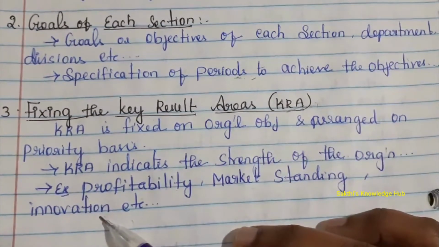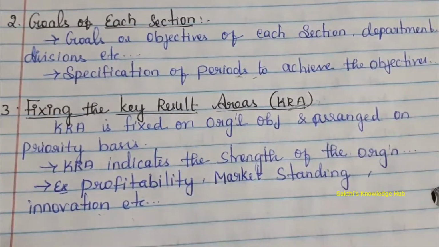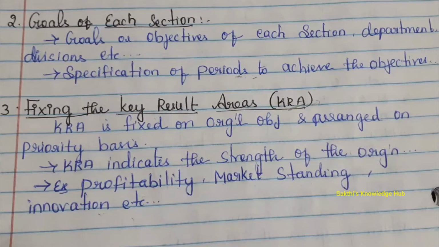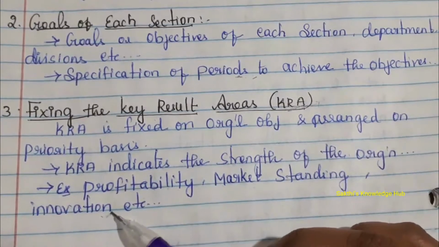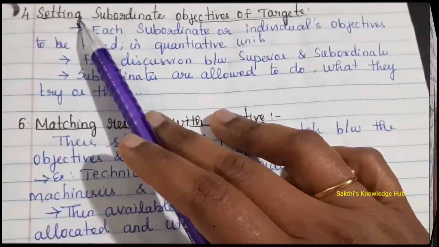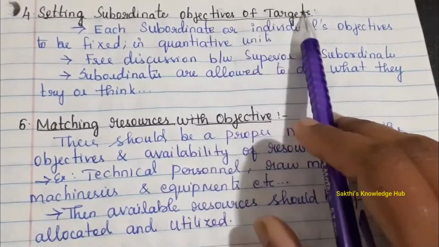And also innovation, like mobile as an example, we had a discussion in some of the videos, like if there is no innovation, if you are in the same stable level, it will be very difficult to sustain in the competitive market. So the organization has to put all their effort in creating and bringing more innovations. And the fourth is setting subordinate objectives of target.